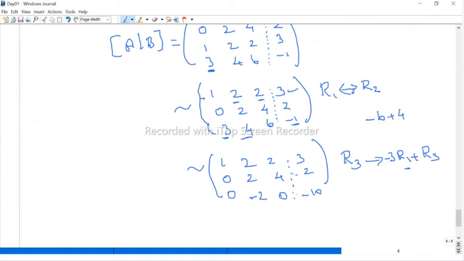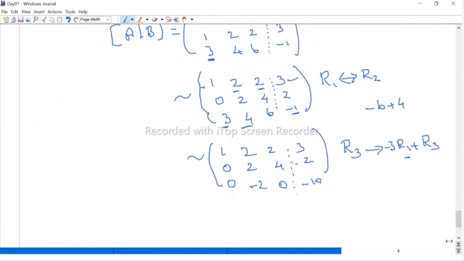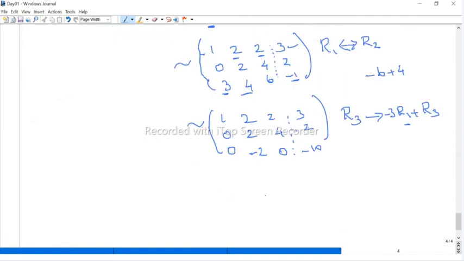These are all equivalent, because I am doing elementary operations. Now we can add the second row and third row, because this is plus 2 and this is minus 2, so we get 0. Now we are going to make this position 0. Therefore, I am going to add the second row and the third row, and we get that position as 0.